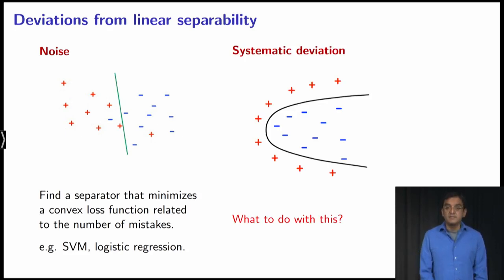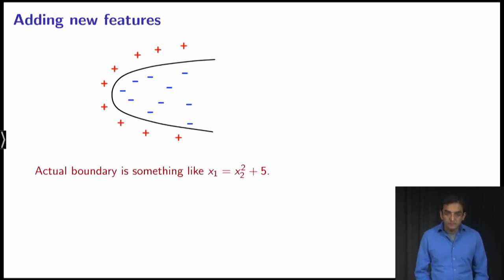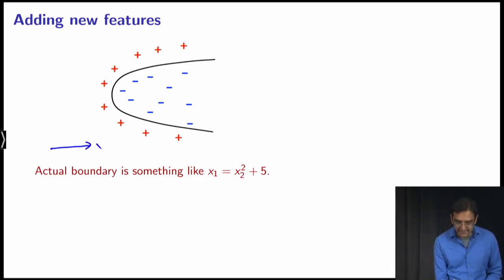But what if the data is very, very far from being linearly separable? What if the decision boundary looks something like this, something like a parabola, a quadratic function? What can we do in this case? So let's start by figuring out what the equation of this decision boundary might be. The data is in two dimensions. So let's say this dimension is x1 and this dimension is x2.